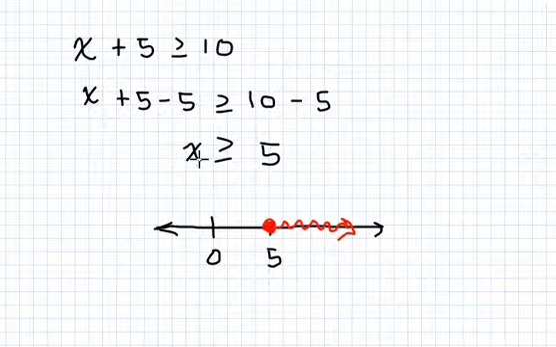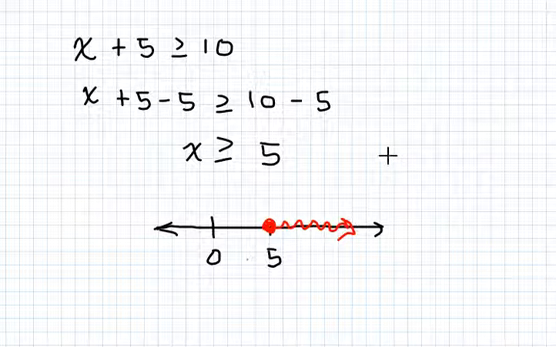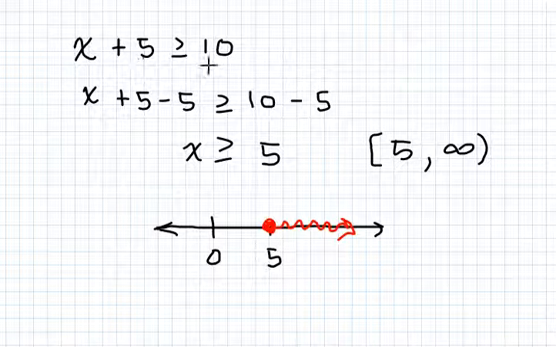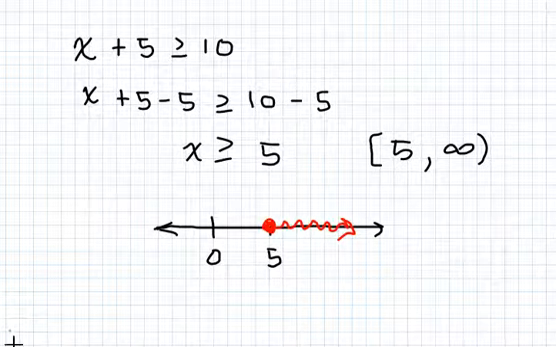There's another way of writing this solution, and I'm going to state that. We can also write it like this. This is interval notation, where I have a bracket, which means I include 5, and we're going out to infinity, and we put a parenthesis here because that means we don't ever reach infinity. So this is interval notation. No matter what number I pick in here, when I plug it in here, this will always be greater than or equal to 10. You can test that out yourself. You can take 7 and plug it in, and you will see that that will be greater than or equal to 10.